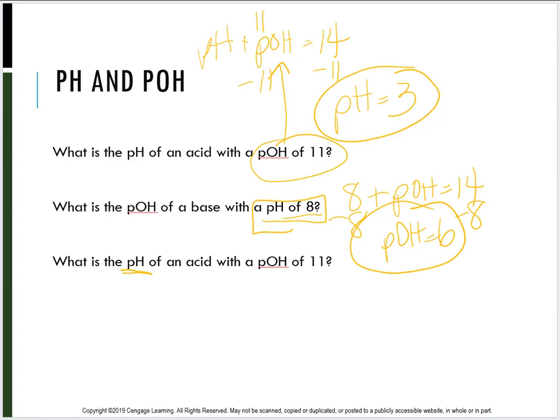And let's find the pH of an acid where the pOH is 11. Is this the same question? This is the same question as the first one. Well, that's silly. All right, well, it's the same as this.